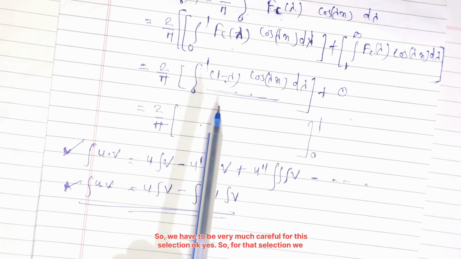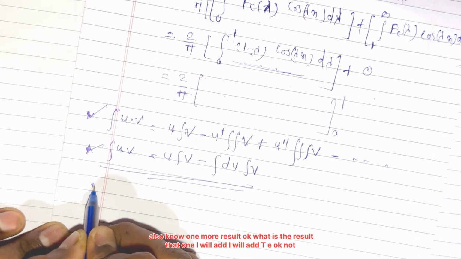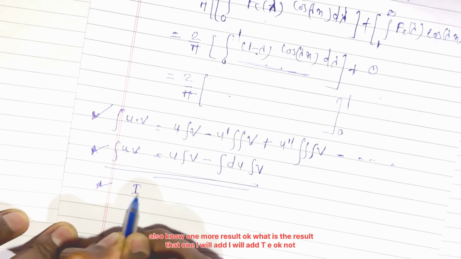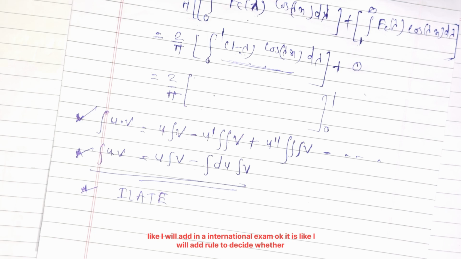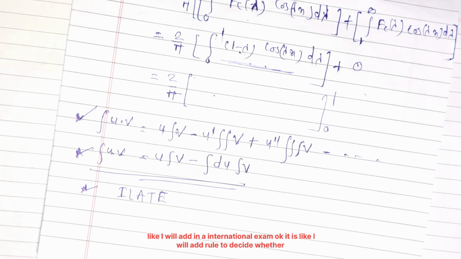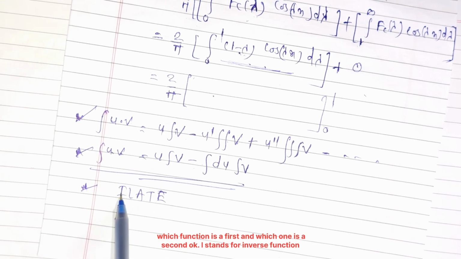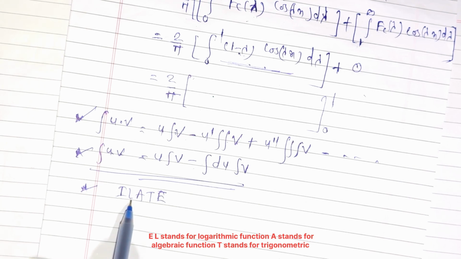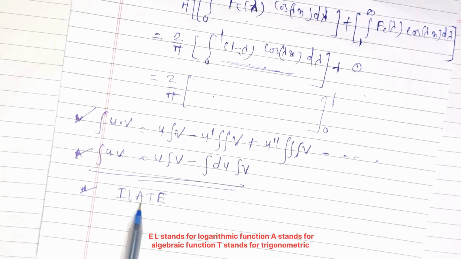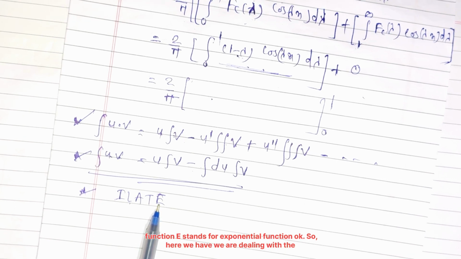So for that selection, we also know one more result. What is the result? That one, ILATE. It is the ILATE rule to decide which function is the first and which one is the second. I stands for inverse function, L stands for logarithmic function, A stands for algebraic function, T stands for trigonometric function, E stands for exponential function.